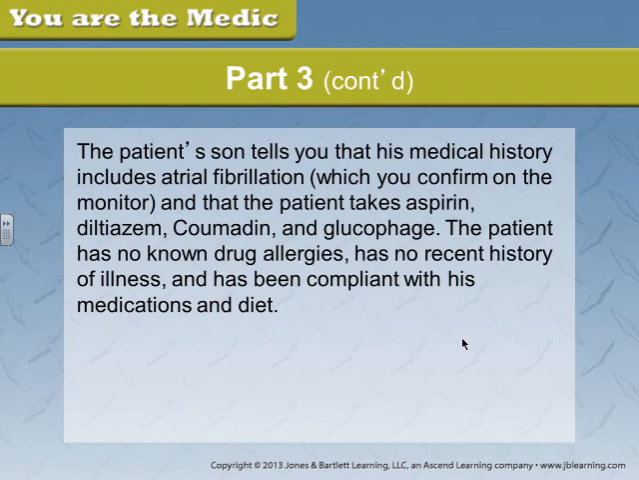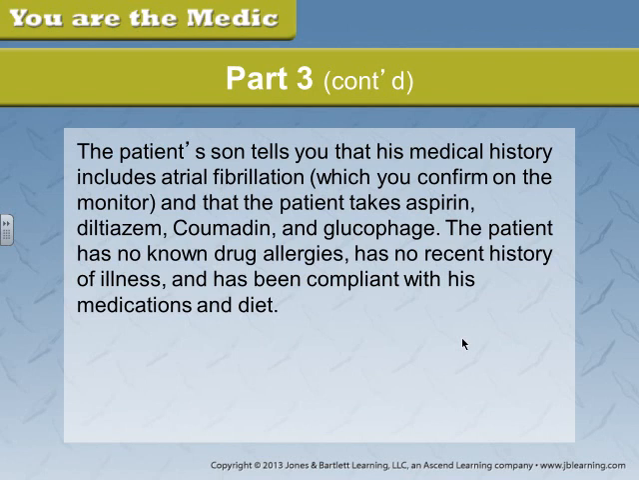Patient's son tells you that his history includes AFib. What's that going to maybe start cluing into? Yeah, definitely. Probably has some type of embolic stroke. Now that doesn't necessarily mean that that's what it is, but this is helping us form our differential diagnosis. And then the patient takes aspirin, diltiazem, Coumadin, and Glucophage.